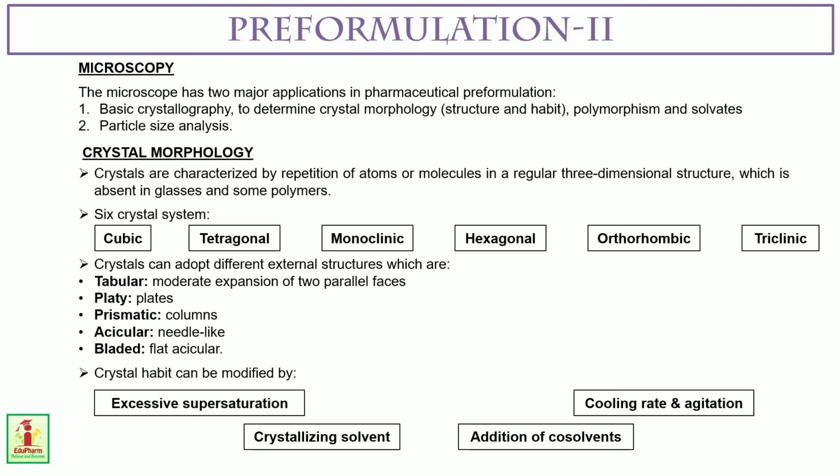And the final one, addition of co-solvents. The addition of co-solvents or other solvents and ions can modify habit by poisoning crystal growth in one or more directions. Sodium chloride is usually cubic, but urea produces an octahedral habit.